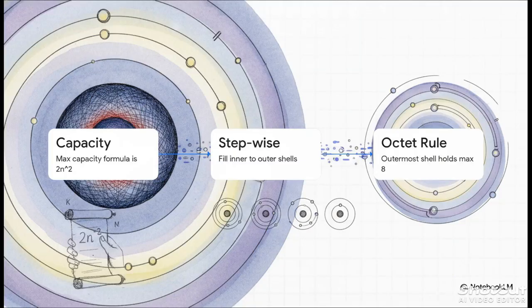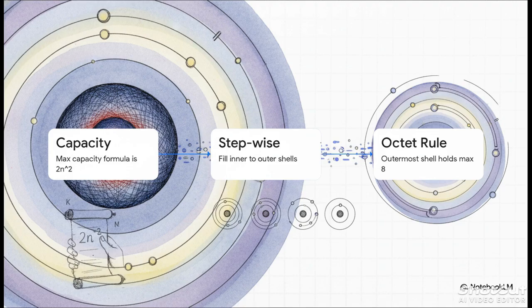So the crucial point here is the Bohr-Bury scheme. This is the strict mathematical rulebook dictating exactly how many electrons can fit into the atomic shells, designated as K, L, M, and N. First, you use the formula 2n squared, where n is the shell number. So the innermost K shell fits 2, the L shell fits 8, and so on.